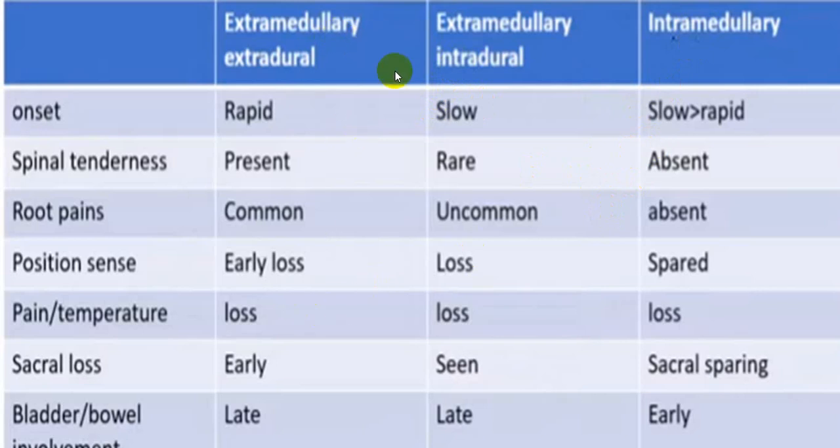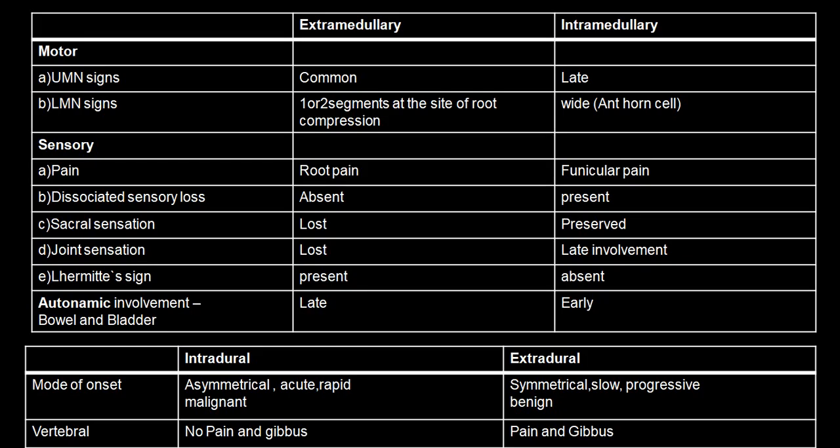Bladder and bowel involvement will be much earlier in an intramedullary lesion. It is an early involvement because the bladder center is very close to the central canal, while usually it is late in an extradural or intradural lesion. So this is a simple difference which will also help you identify spinal cord syndromes.